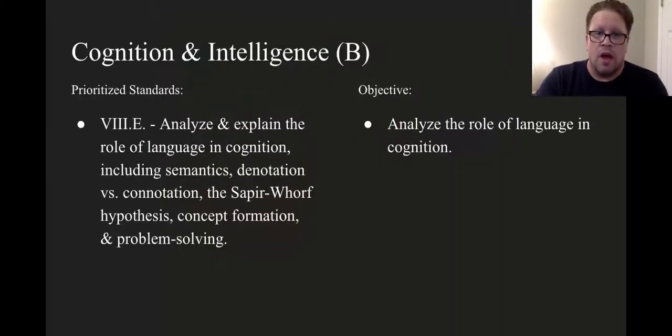All right, that concludes the Cognition and Intelligence, Section B lecture. Our prioritized standards were 8E, and objectively, now you can analyze the role of language in cognition.